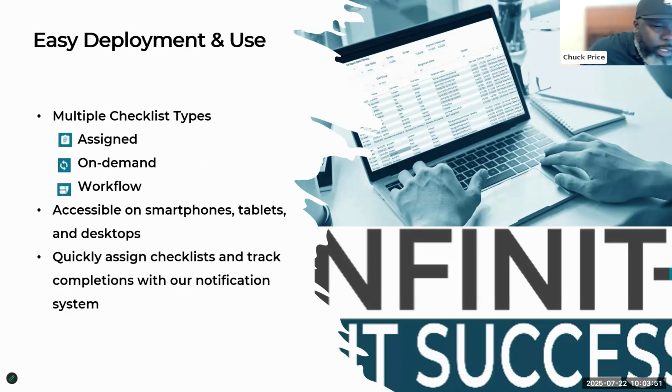So it's very easy to deploy and use. We come up with 3 different types of checklists. These are to really adjust to your organization's needs. So we got 3. The first one would be the assigned checklist. This is going to be your one and done checklist, the things that you may utilize when you onboard someone and they fill it out one time when they start the company and they never use it again.